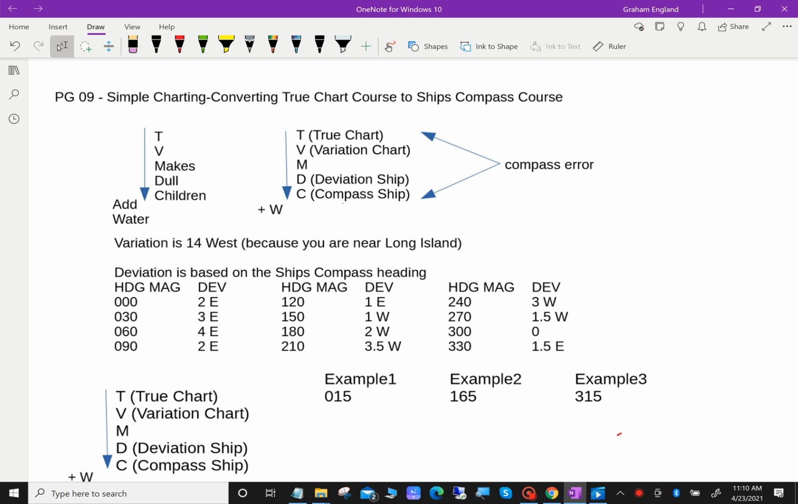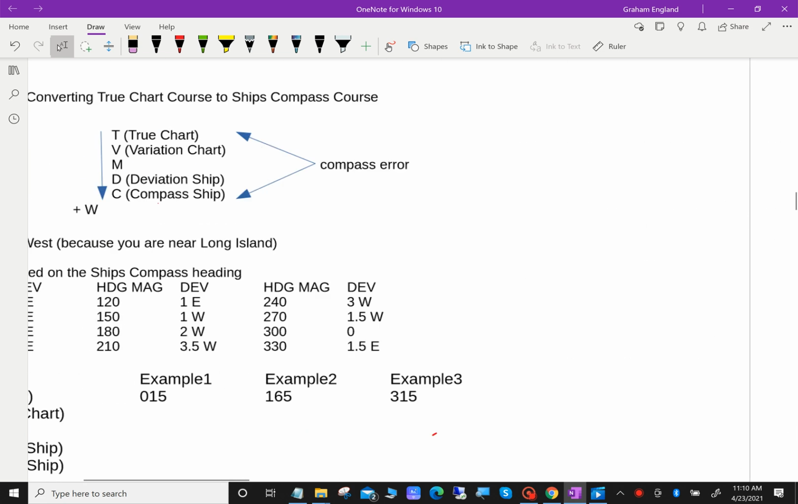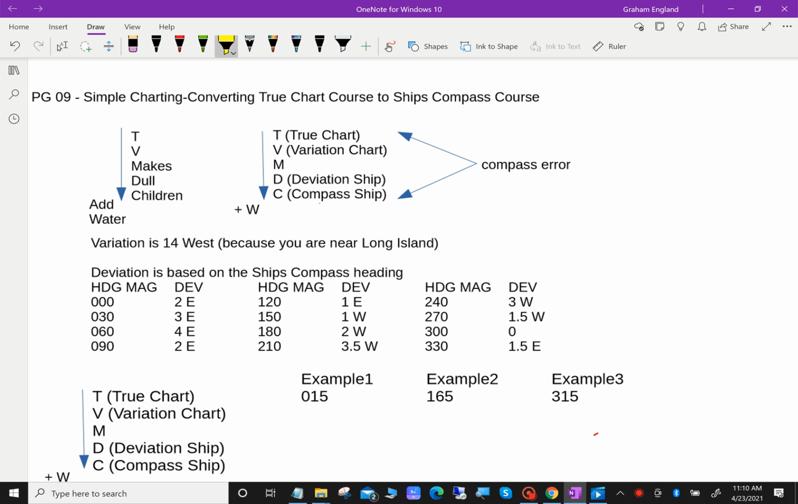Let's do simple charting, converting true chart course to ship's compass course. So let's look at our cheat sheet. They are asking us to find compass course, which is on the boat, on the ship.